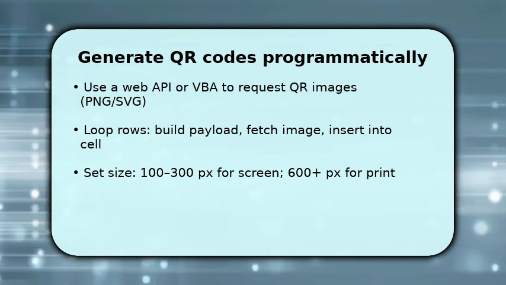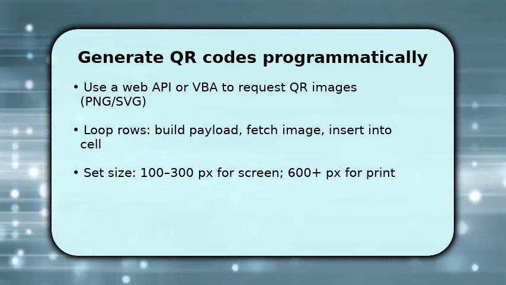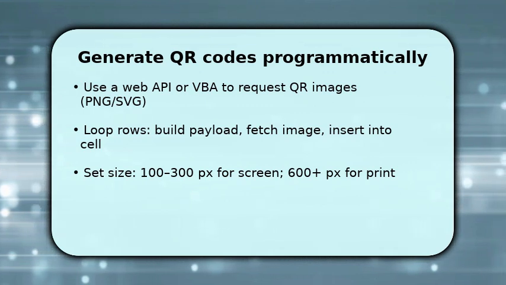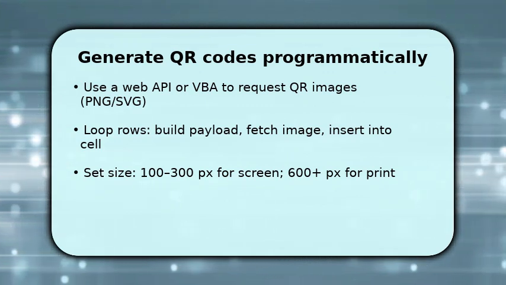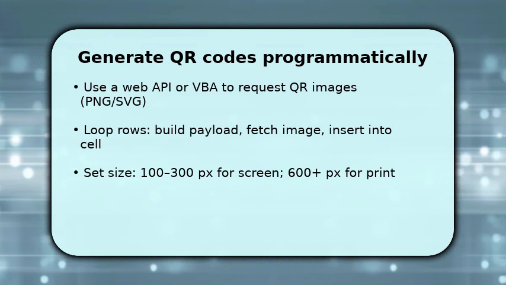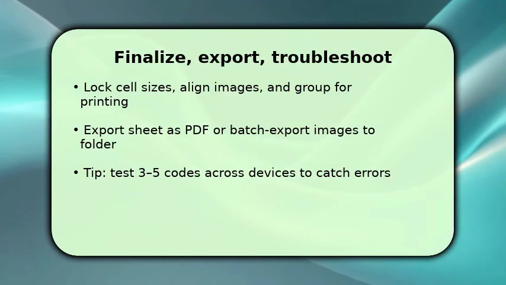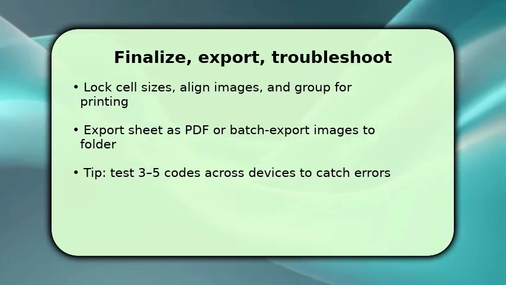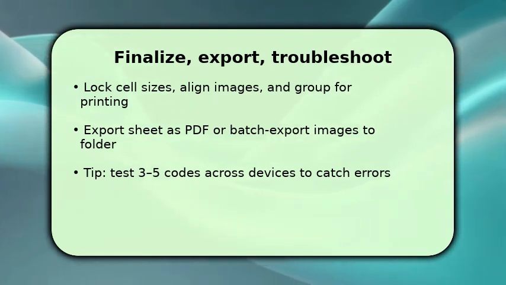Once images are placed, resize with consistent dimensions. This ensures visual uniformity and reliable scanning. If you prefer offline, use a VBA library to finish, lock row and column sizes, align and anchor each QR image to its cell so printing won't misplace them, and group objects when needed.